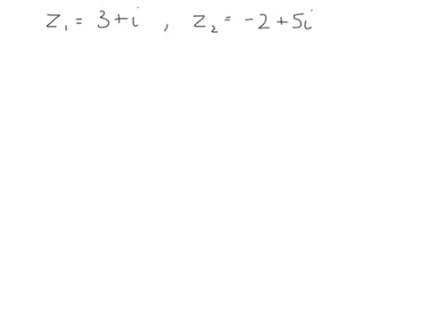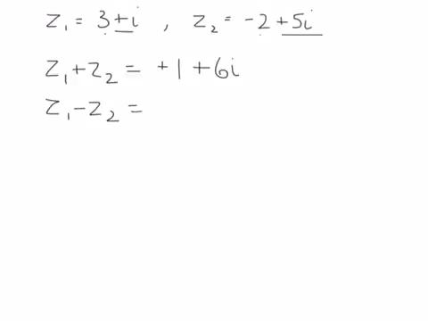Just like with the real number system, we can do operations on complex numbers. So if I've got two complex numbers, z1, which equals 3 plus i, and z2, which equals minus 2 plus 5i, I can add them, where I just add the real parts together. So 3 plus minus 2 is plus 1, and plus i plus 5i is plus 6i. I can subtract them. So once again, the real part, 3 take away minus 2 is 5, and then plus i minus 5i is minus 4i.